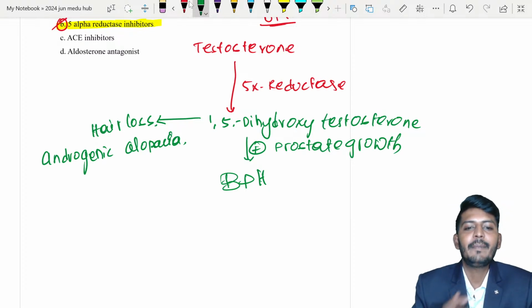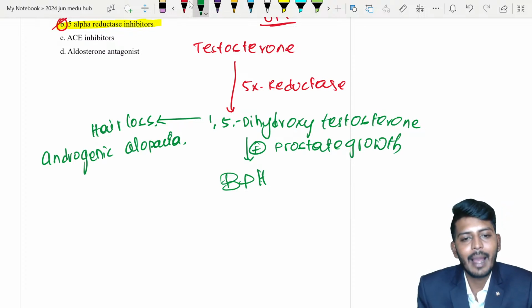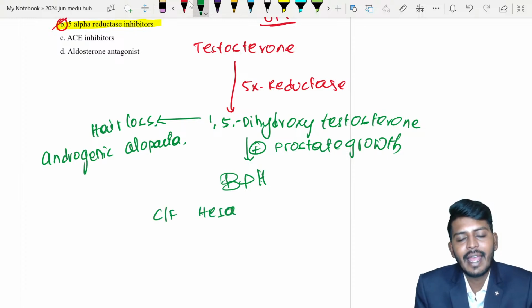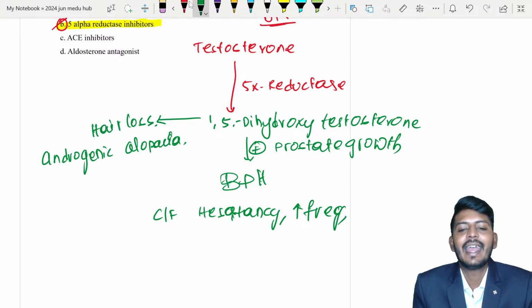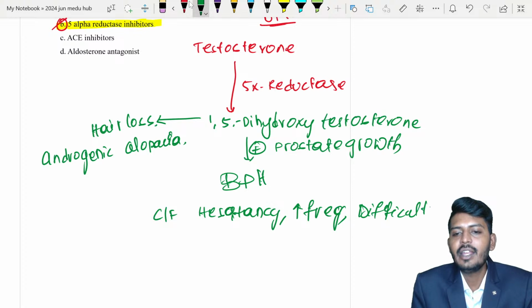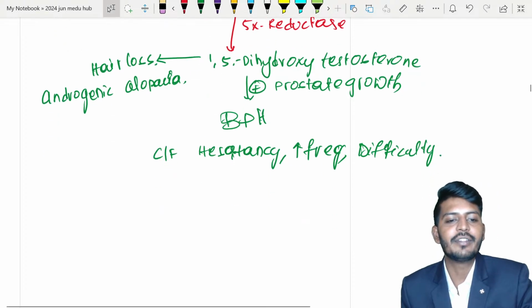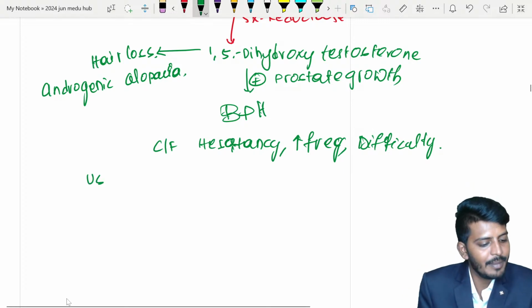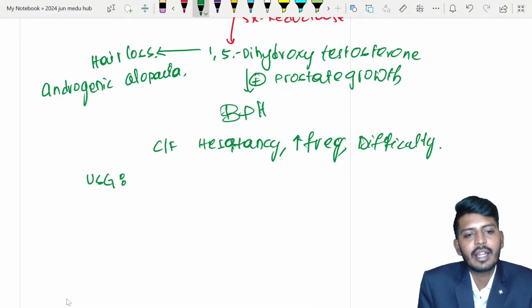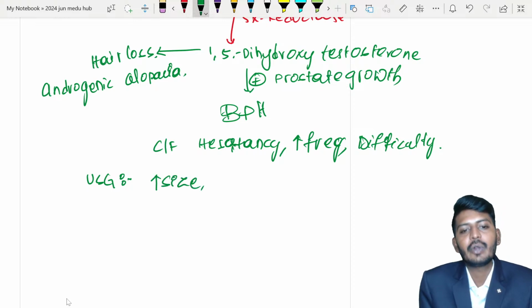Okay, so in this benign prostatic hyperplasia, what will happen? The clinical features are hesitancy, increased frequency of urination, and difficulty in urination. So when the patient comes, you do a USG. USG में क्या मिलेगा? There is an increased size of the prostate, one change you are going to get.